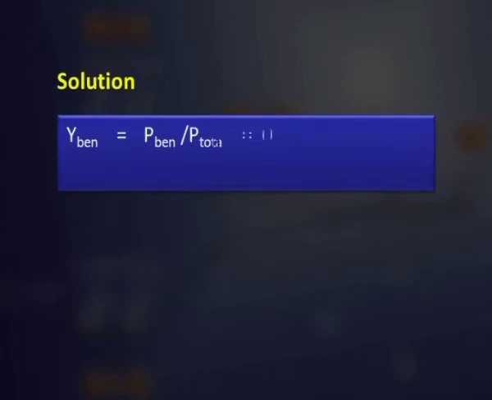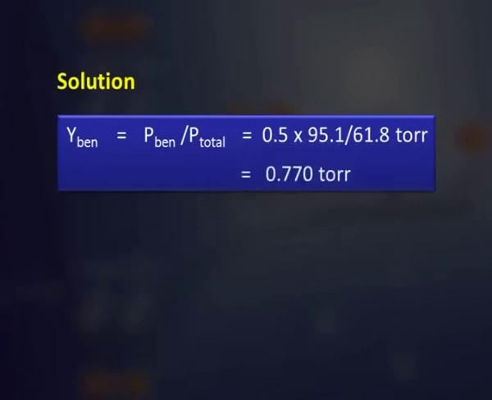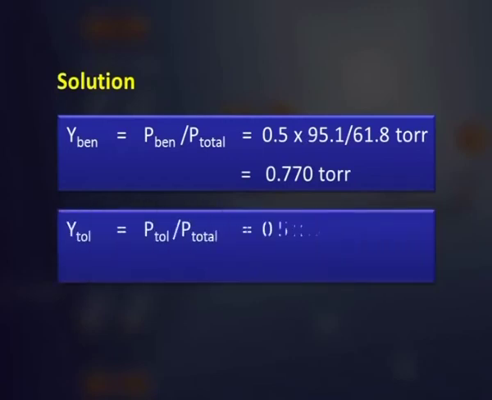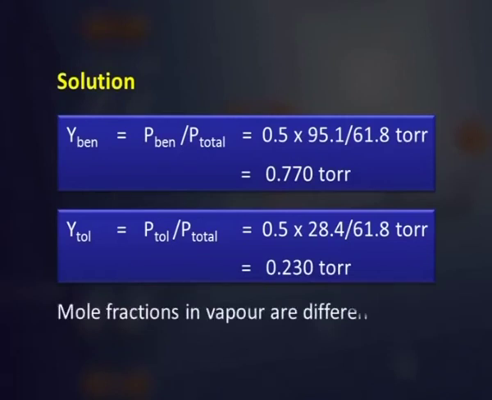Now we have to calculate the mole fractions of benzene and toluene in vapor phase. So, the mole fraction of benzene in vapor phase will be equal to the partial pressure of benzene upon total pressure, which is equal to 0.5 into 95.1 divided by 61.8, equal to 0.770. Similarly, the mole fraction of toluene in vapor phase will be equal to the partial pressure of toluene upon total pressure, which is equal to 0.5 into 28.4 divided by 61.8, which is again equal to 0.230. Now, the mole fractions in vapor phase are totally different from the mole fractions in solution phase.